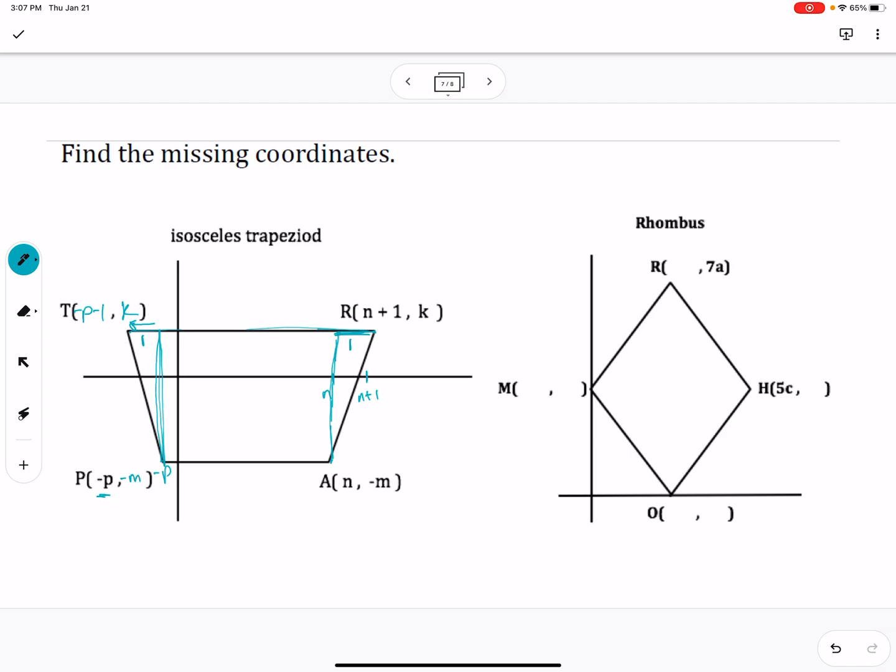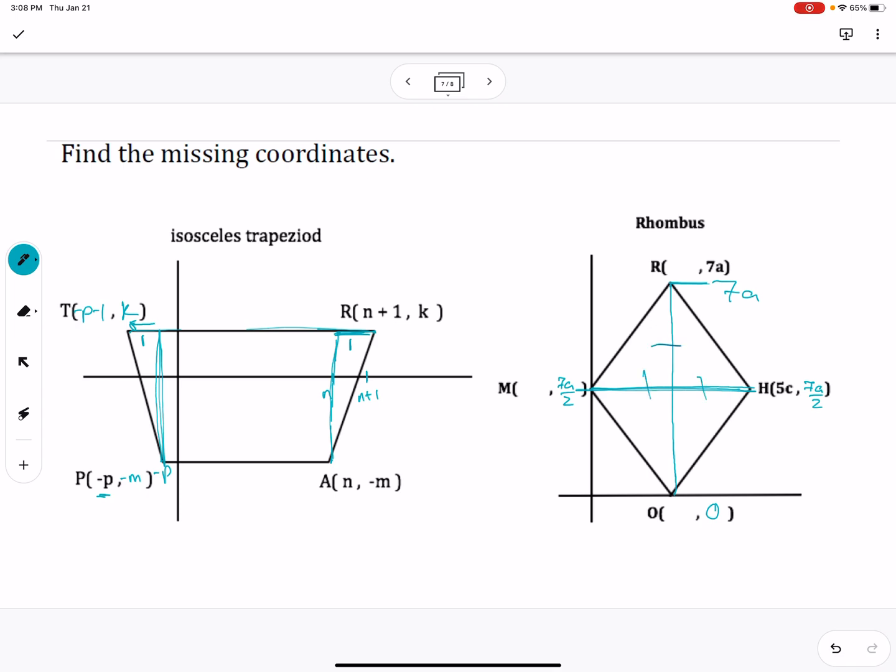For the rhombus, remember the diagonals in a rhombus are perpendicular bisectors of each other. So that's where this information is going to be helpful. These are perpendicular bisectors of each other. Okay? So to get to here, if this is at 7A, we're going to split it in half to get these two, 7A over 2. And obviously this didn't leave the x-axis, so it's at 0.